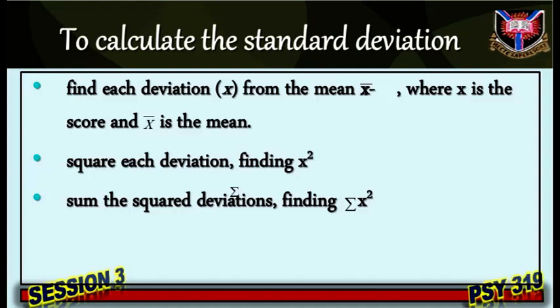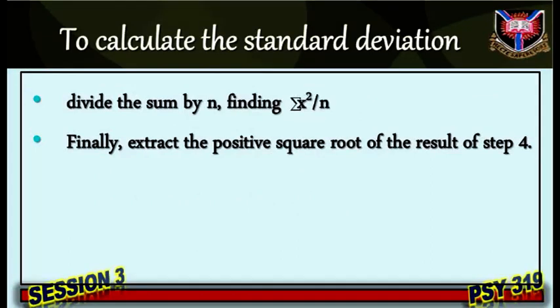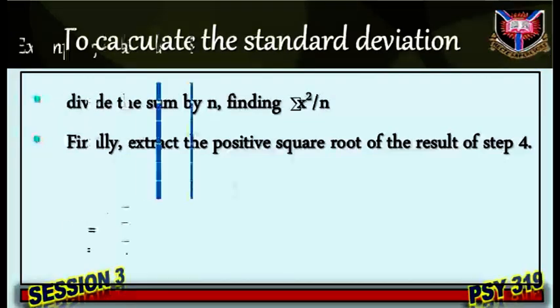1. First, find each deviation x from the mean, x minus x bar, where x is the score and x bar is the mean. 2. Second, square each deviation, finding x squared. 3. Third, sum the squared deviations, finding summation x squared. 4. Fourth, divide the sum by n, finding summation x squared over n. 5. Finally, extract the positive square root of the result of step 4.